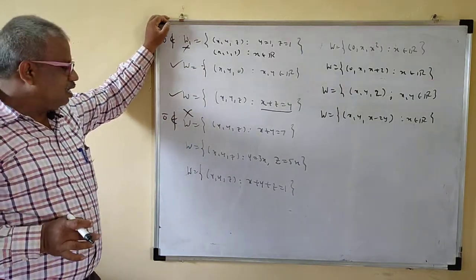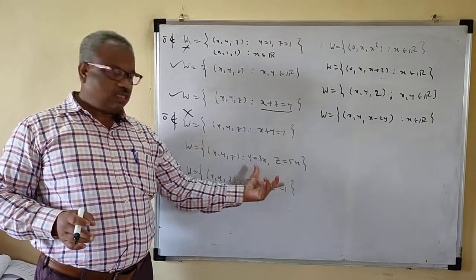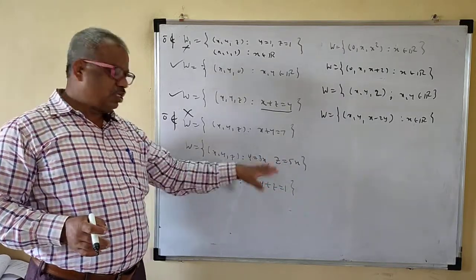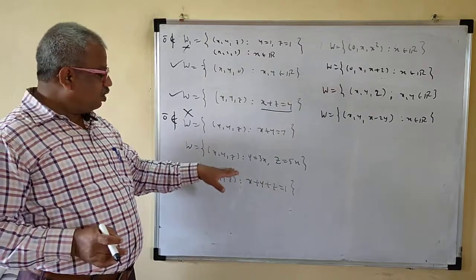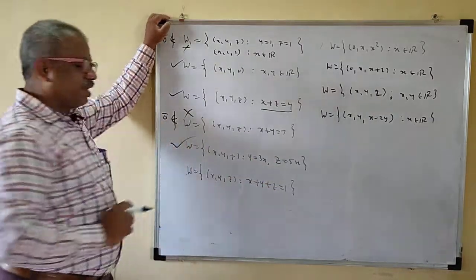Check for this 0 bar. See here, 0 bar belongs to this. This is y minus 3x, and this is the line passing through the origin. So this is a homogeneous system. If W is the set of a homogeneous system, then it will be a vector space. So this is a vector space.